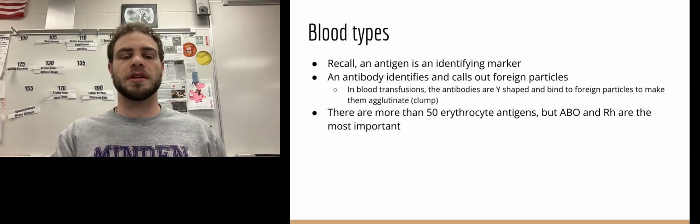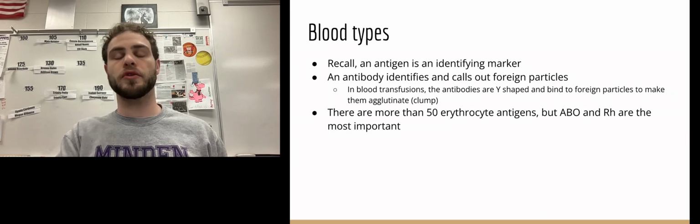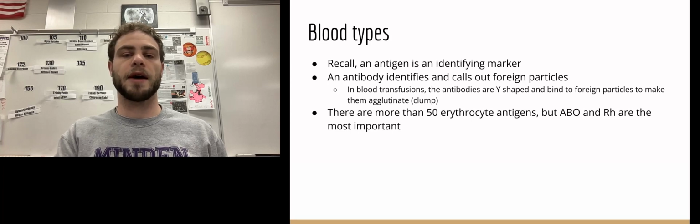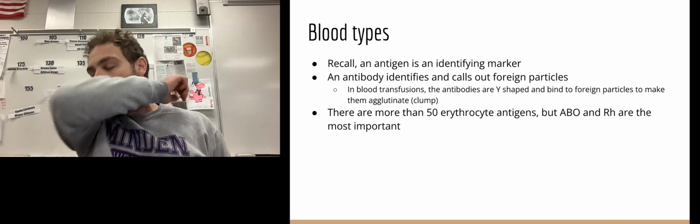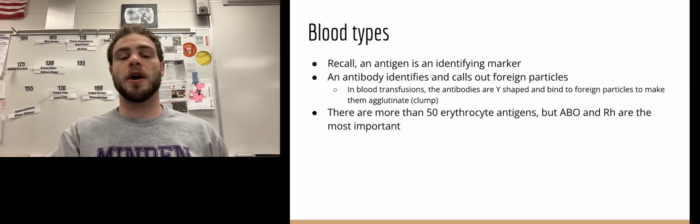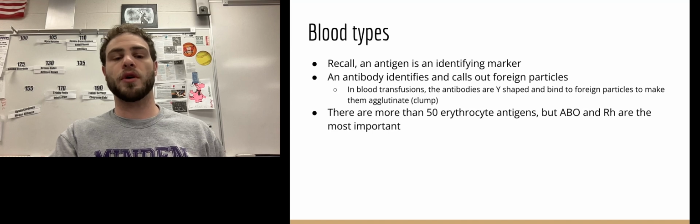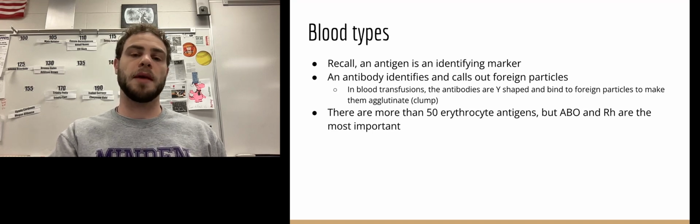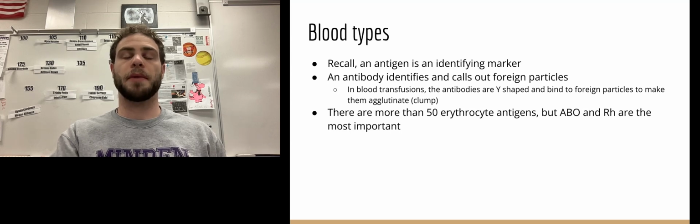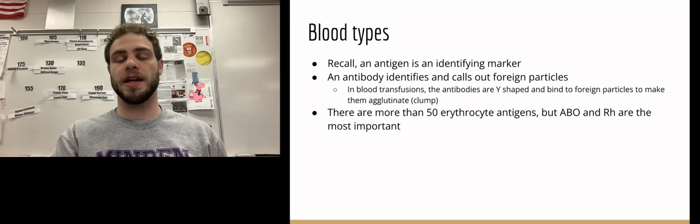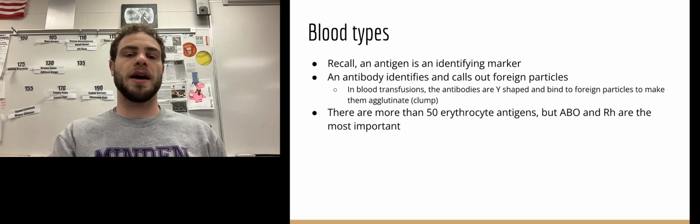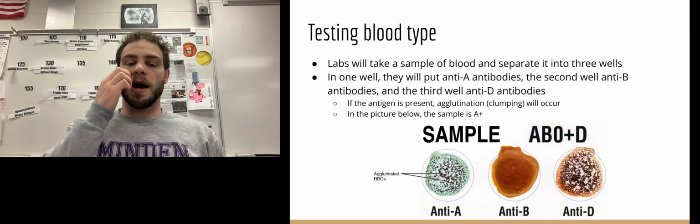Blood types, we talk a little bit about these on the high school portion of the class. Remember that an antigen is going to be some sort of identifying marker. Usually we talk about surface antigens. So these are going to be markers on the outside or on the membrane of the cells. Antibodies are going to be things that are identifying and calling out foreign particles. For your blood and for ABO and Rh, or especially ABO, these antibodies are going to be Y-shaped. They're going to bind to foreign particles when they run into them and make them start to clump together. It's called agglutinate. There's more than 50 different antigens on your red blood cells, but ABO and Rh are going to be the most important.